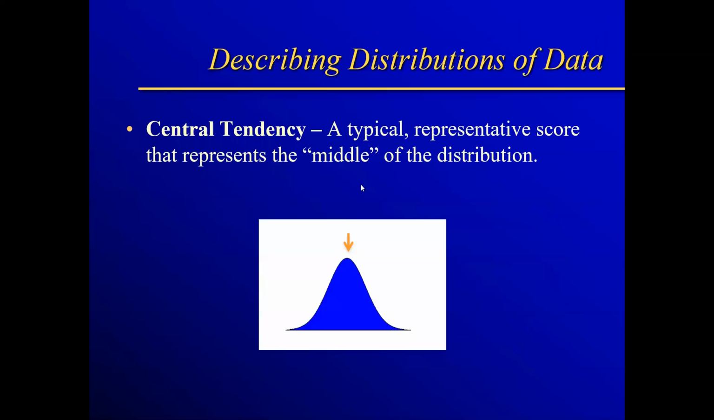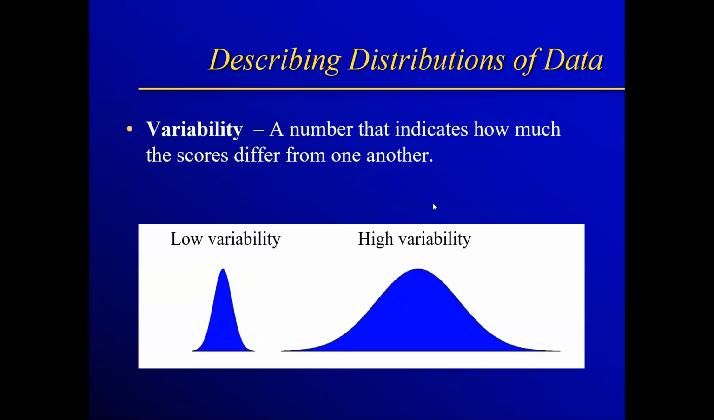And this should also be review. But today we're going to be going over central tendency, which is just the typical representative score that represents the middle or the average of the distribution. Once again, we talked about this in this exact slide in a previous class.